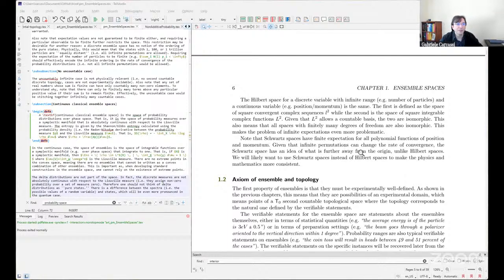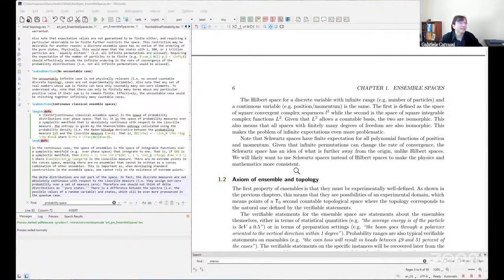Given that infinite permutation can change the rate of convergence, as we saw before, the Schwartz space has an idea of what is farther away from the origin, unlike the Hilbert space. So that's probably a plus. And so we will likely want to use the Schwartz spaces instead of Hilbert spaces to make the physics and mathematics more consistent. So when we are trying to recover quantum mechanics, we actually want to recover the Schwartz space and not the Hilbert space, because the Hilbert space is pathological. We probably cannot recover it if we want physically meaningful starting assumptions. And it's just not going to work.